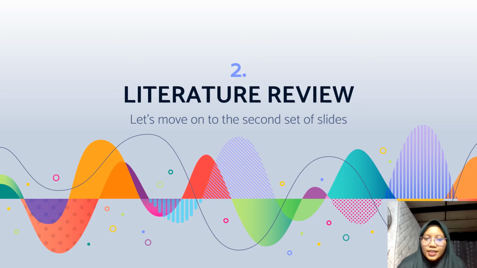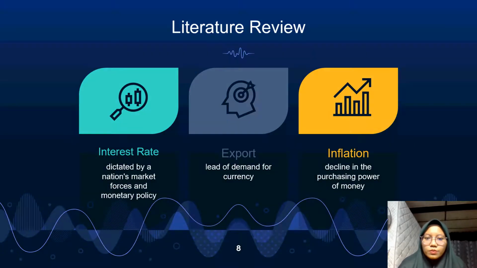So we move on to the next chapter, which is the literature review. In the literature review, I will explain more about the independent variables, which are interest rates, export, and inflation. Interest rates are determined by national market forces and monetary policies, exports lead to demand for currency, and inflation, the decline in purchasing power of money, will affect the exchange rate.